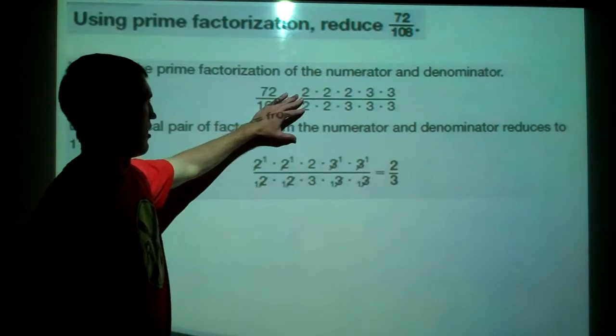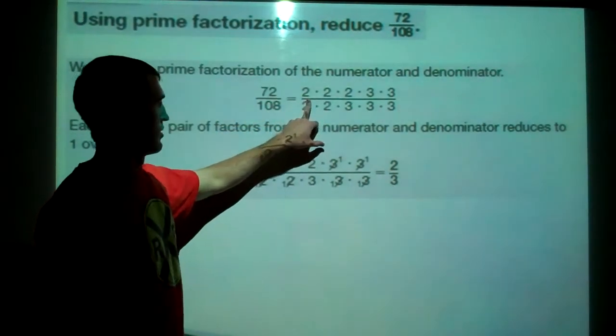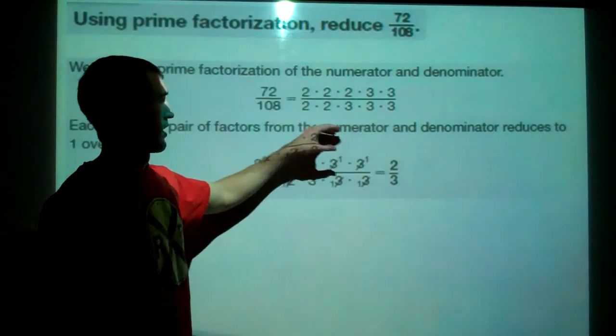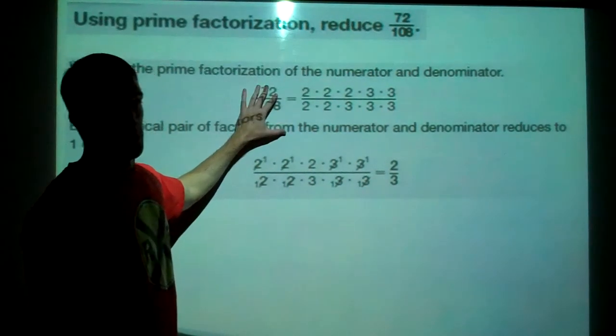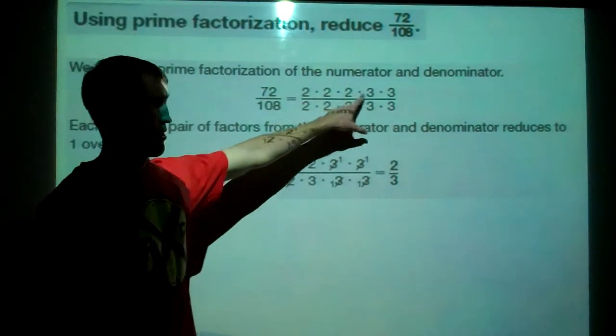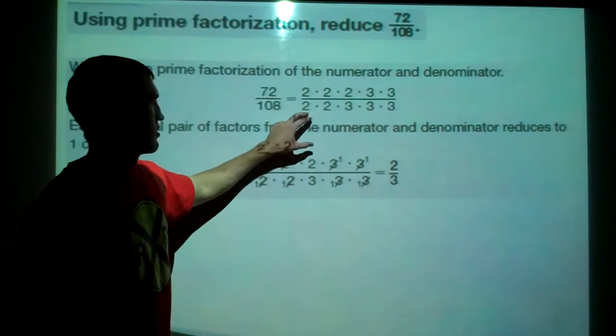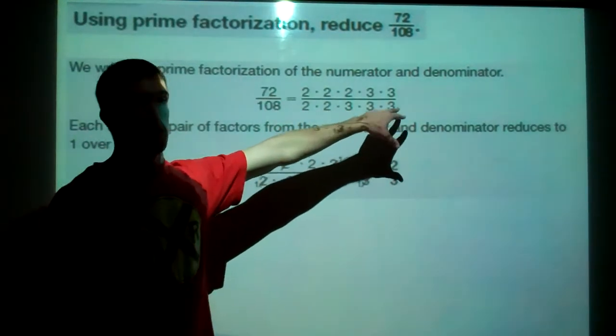72, this is the prime factorization of it: 2 times 2 times 2 times 3 times 3. If you multiplied all those together, you get 72. It's called the prime factorization because these are all prime numbers that factor into 72. 108 has 2 times 2 times 3 times 3 times 3.